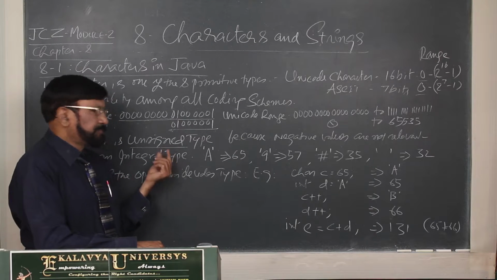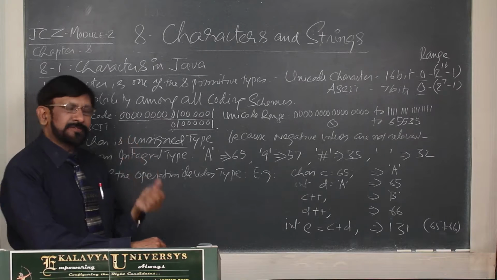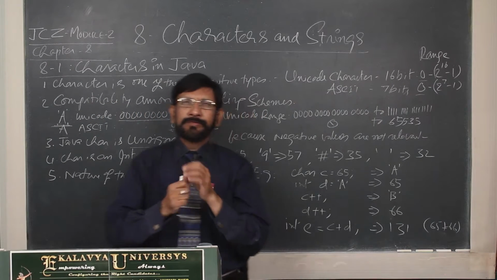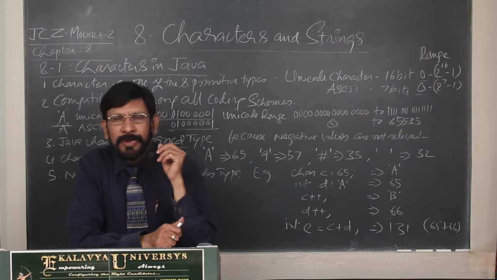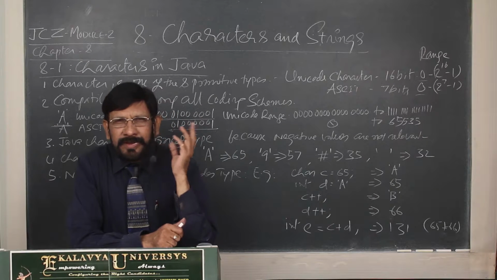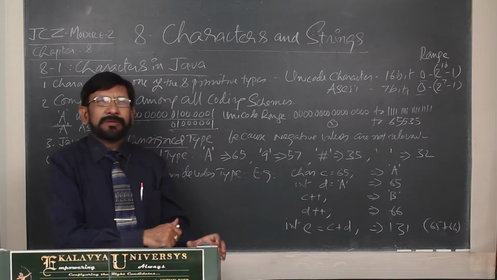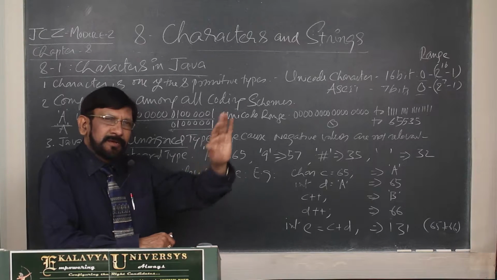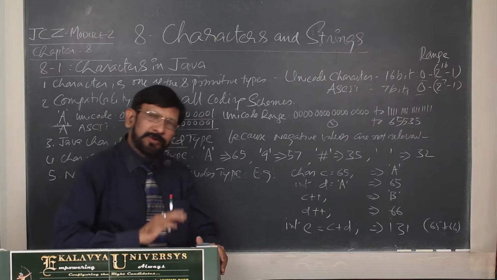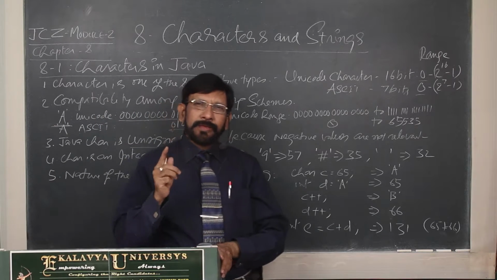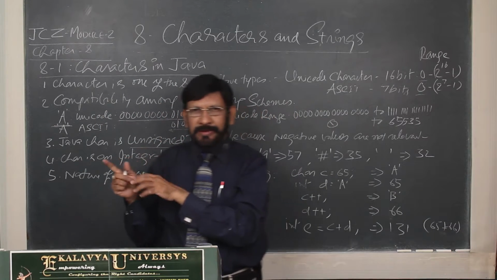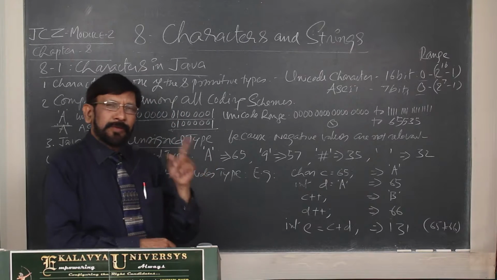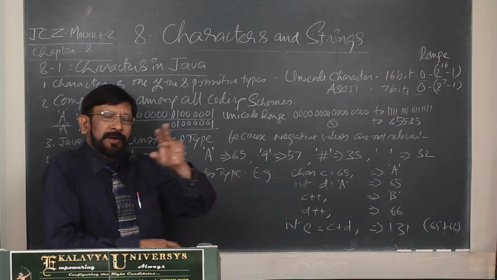Thereafter, a Java character is an unsigned type. In this context, one very important point I have to tell you, it is an anomaly. Actually, Java in some cases is silent on certain features. It does not talk about that. Even though it is silent on that, we must know about it. In C, you can find signed types and unsigned types.